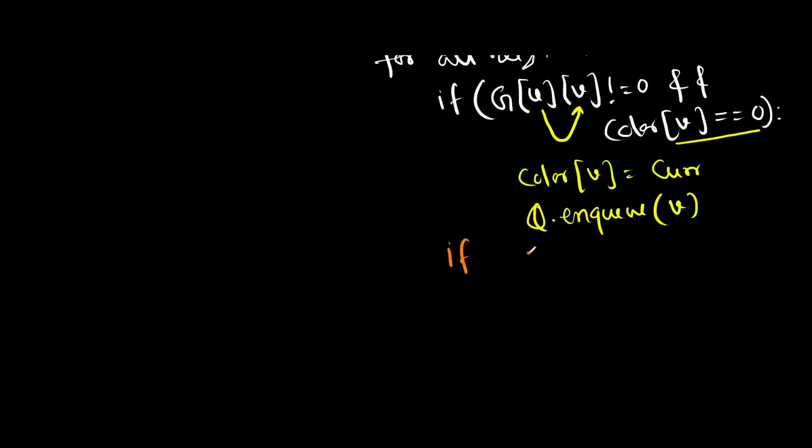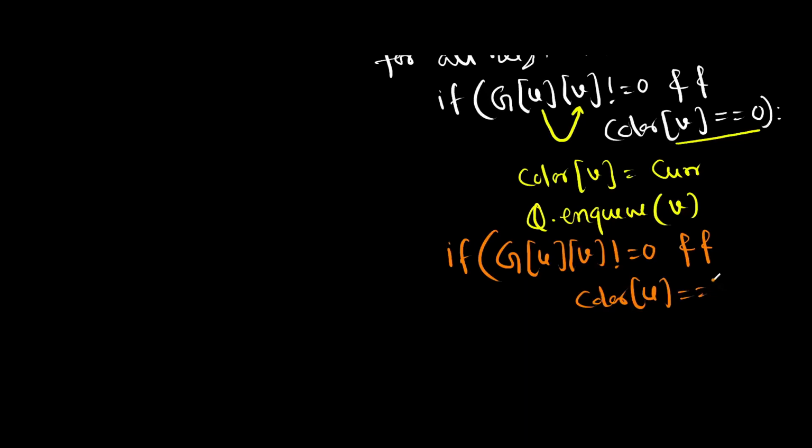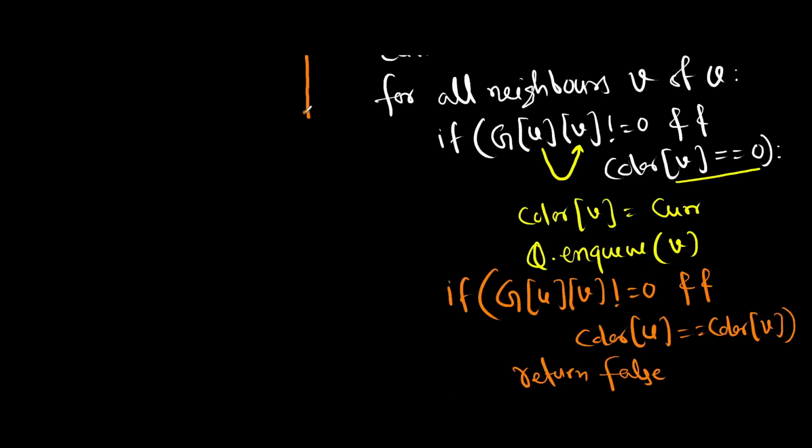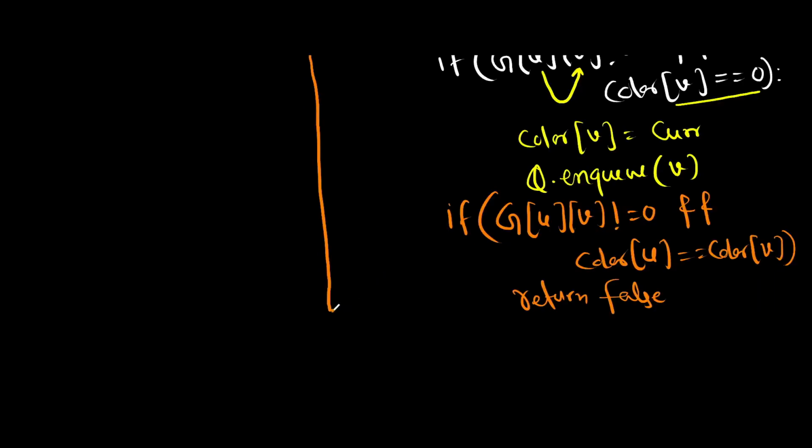So let's write this condition. If graph[u][v] is not equal to 0 and color of u equals color of v, in this case return false. And the while loop is running from above, you can see it here. So if we come out of this loop, in that case we can successfully return true. Okay, so this is the algorithm.